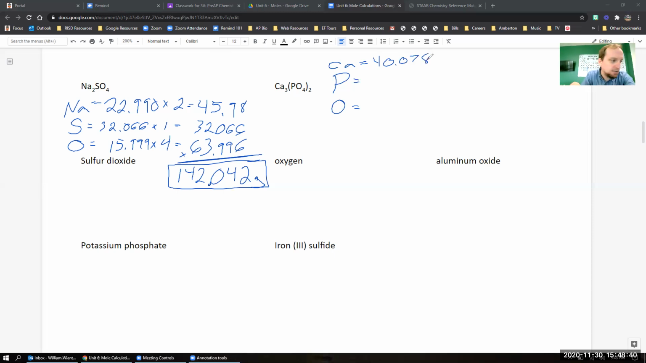Phosphorus, again, is 30.974. Oxygen is 15.999. And we're going to multiply by how many there are. So there are 3 calciums, 2 phosphoruses, and 8 oxygens. Remember, that little 2 right there gets factored to the 4 of the oxygen and to the phosphorus, but not to the calcium because the calcium is not inside the parentheses.